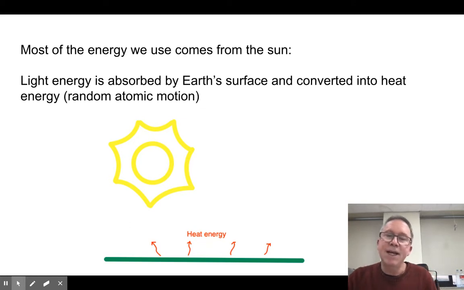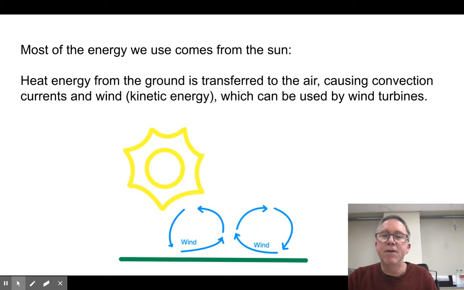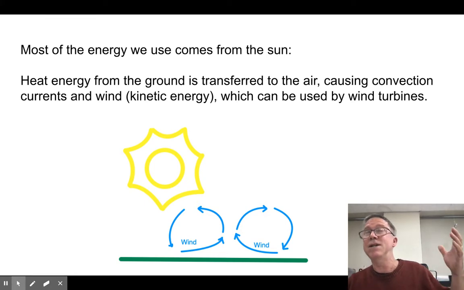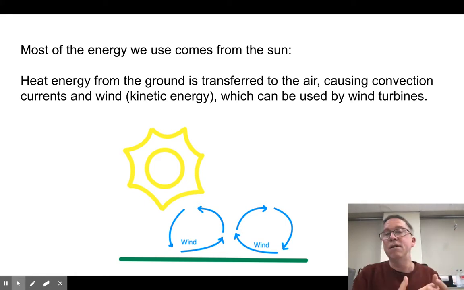So when I heat the ground up, it's going to heat the air above the ground. And when it heats the air above the ground, it's going to cause convection. Convection involves moving things. And now I have kinetic energy, the movement of air molecules. It makes the wind. And if I put a windmill up, I can convert the kinetic energy of the moving air into electricity, which is moving electrons.